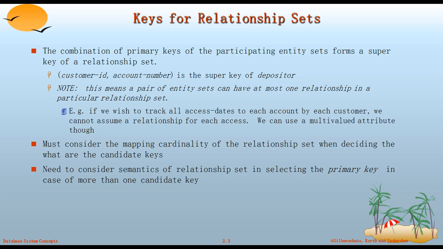We can use a multi-valued attribute to identify the customer. We must consider the mapping cardinalities in the relationship. When deciding the candidates, we need to consider the semantics of the relationship in selecting the primary key in case of more than one candidate key.